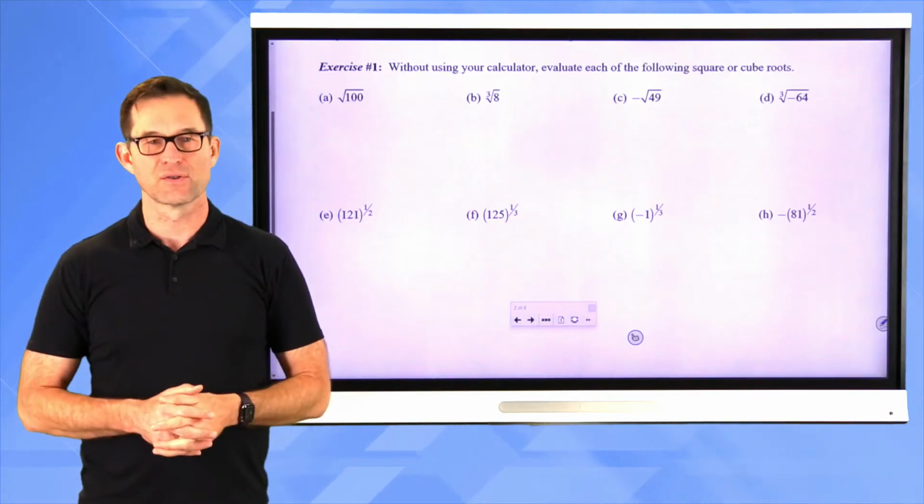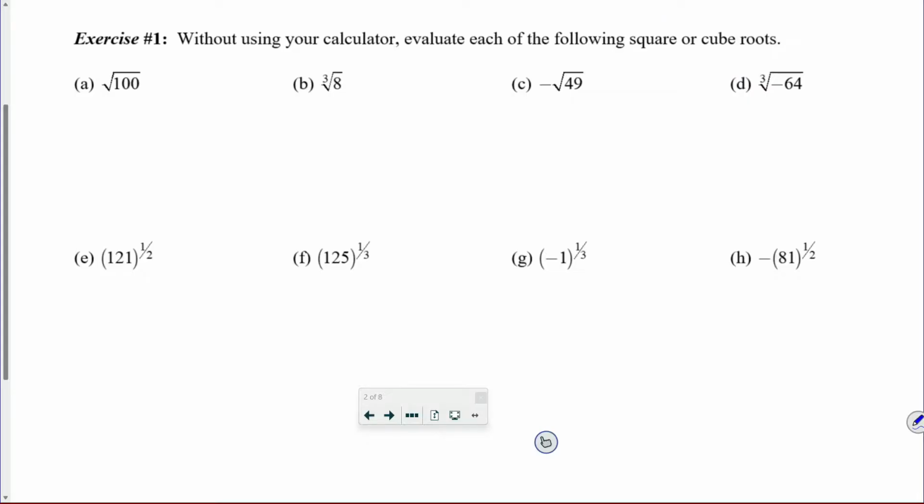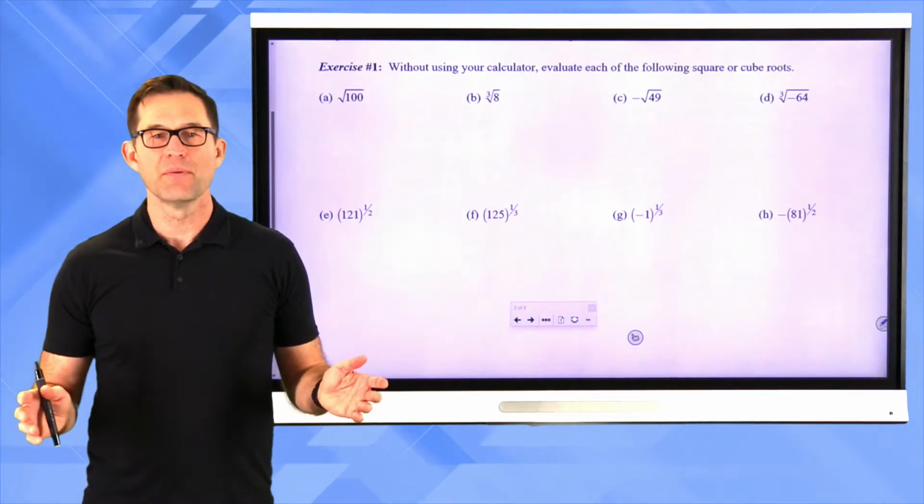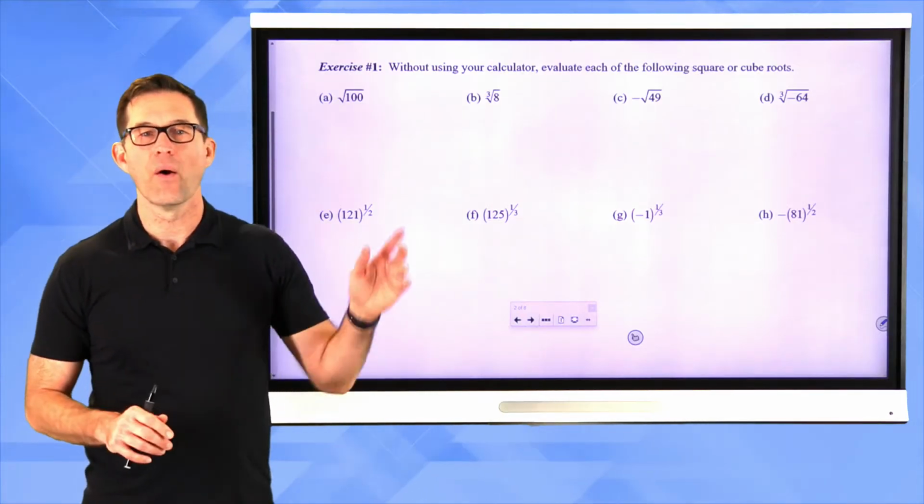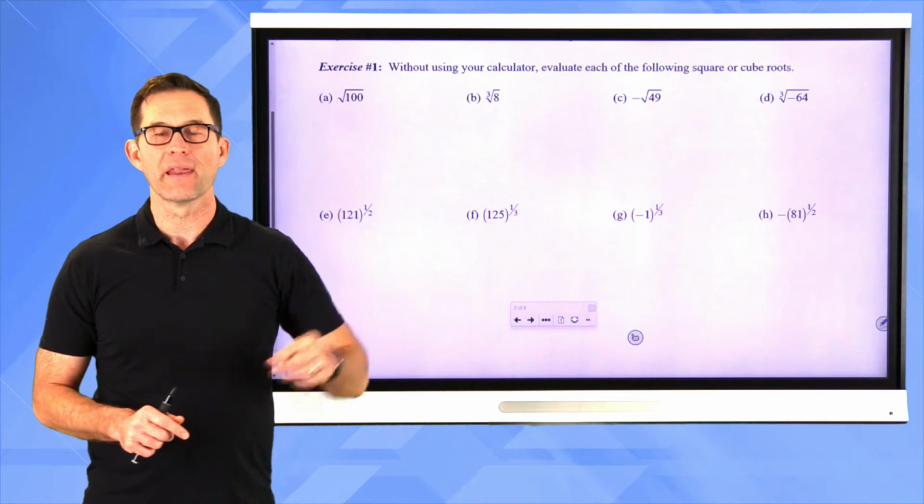So let's take a look at exercise number 1. Without using your calculator, evaluate each of the following square or cube roots. Now, this should be pretty easy. Pause the video right now and go ahead and do letter A and letter B.